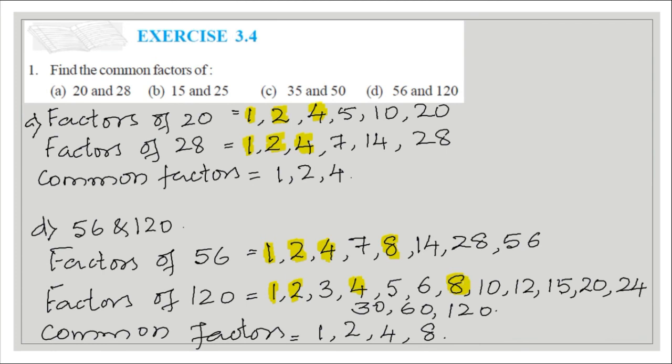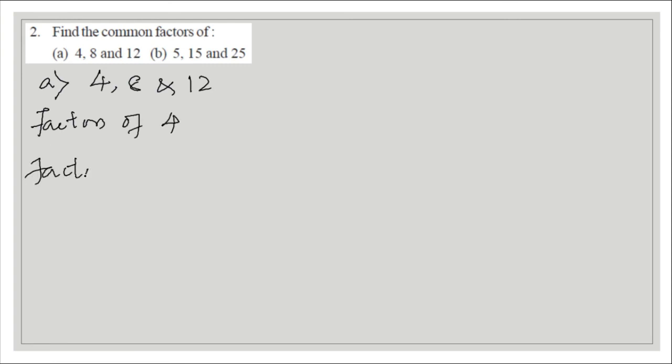Let's look at the second question. Now in the second question they have given 3 different numbers. We need to find out the common factors. So first one, 4, 8 and 12. I'll write down the factors of 4, then the factors of 8, then the factors of 12.